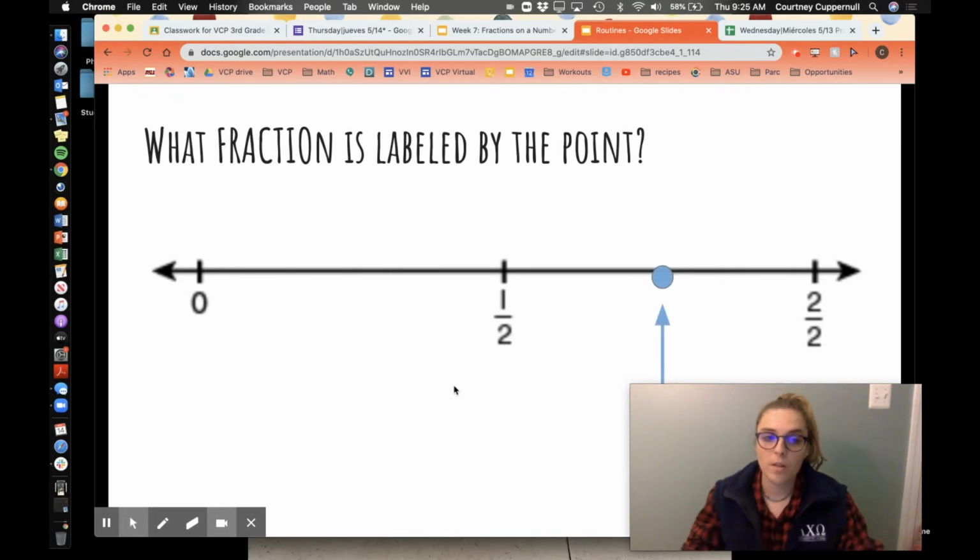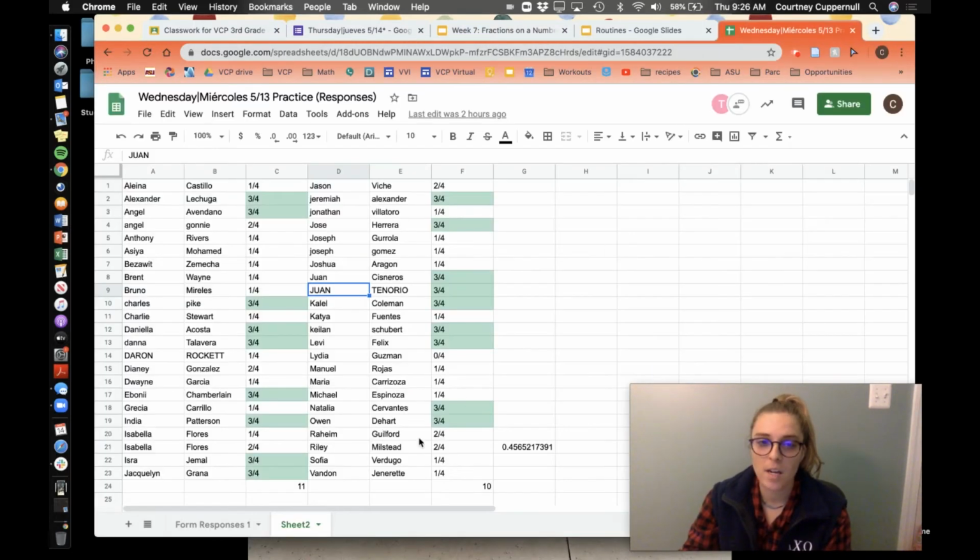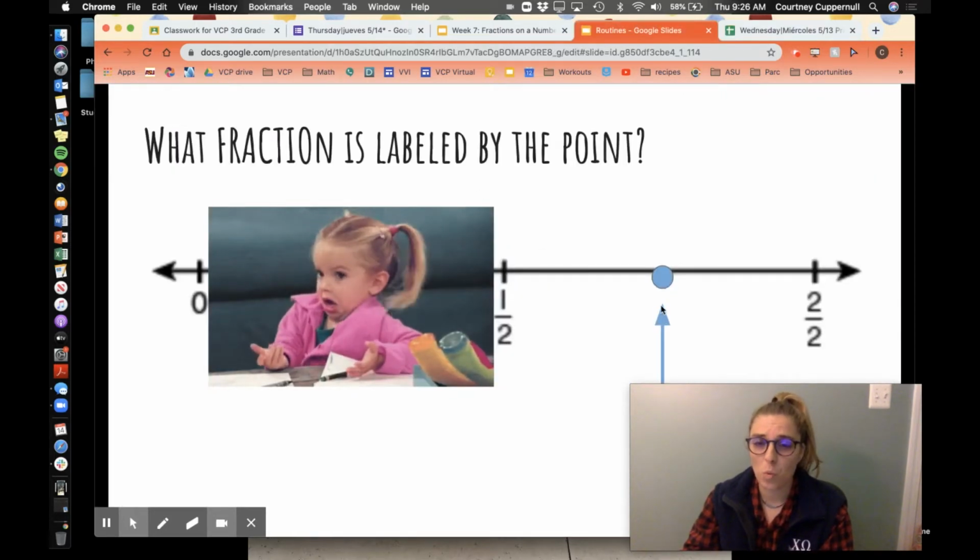So as we can tell, the immediate thing that we're noticing is that it's past 1/2. And this is what's kind of confusing to me and kind of made me go like, huh? What's going on? When we look at the people who responded yesterday, a majority of friends actually said the answer was 1/4. So almost 46% of us, that's a little under half of scholars, said that this point was 1/4 of the distance between 0 and 1.